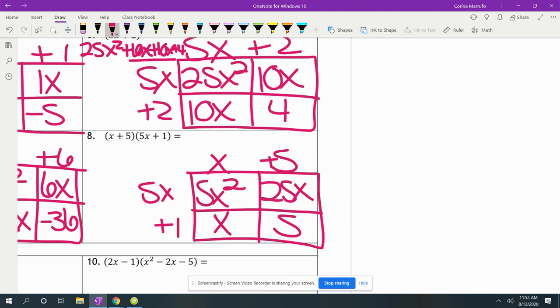So then we go ahead and write it all out. So 5x squared plus 25x plus x plus 5. And so we combine our like terms. 25x and x gives us 26x. And then plus 5.